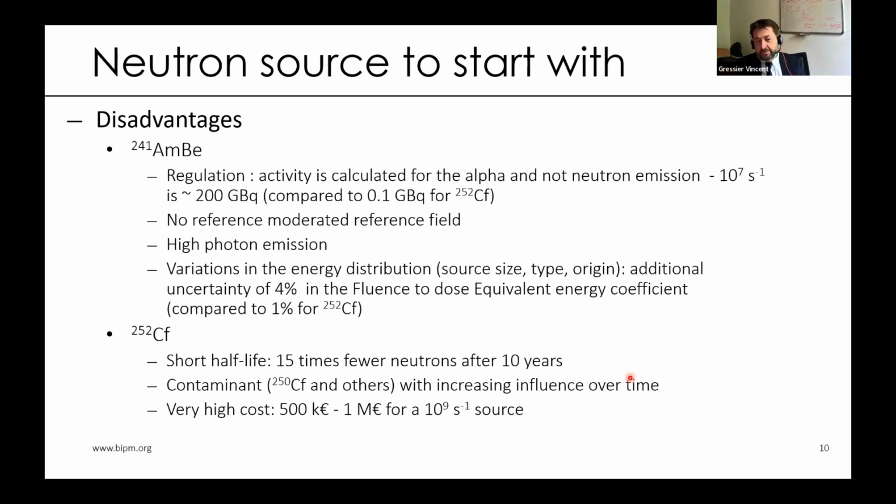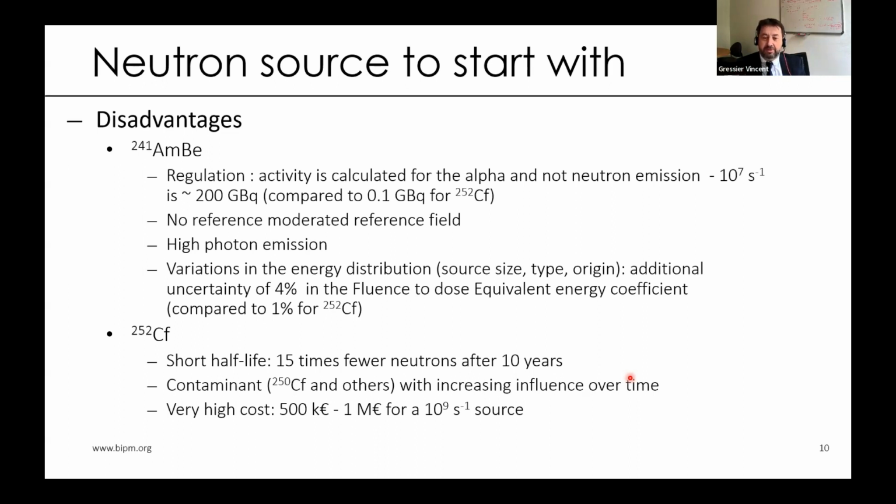You have a contaminant: when you buy a californium source, you always have a mix of 252 and 250. For a new source, there is a very low percentage, a few percent maximum, of californium 250, but with time, because the half-life is far shorter for 252 than for the 250 isotope, this ratio will not go in favor of 252. And the third point is a very high cost.